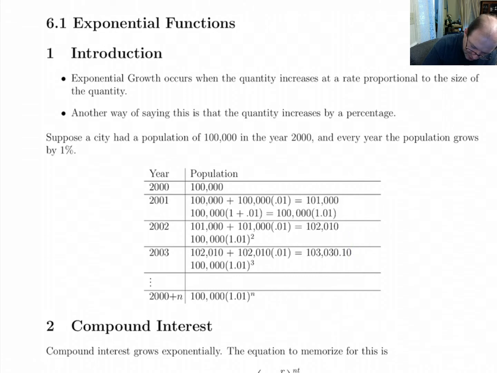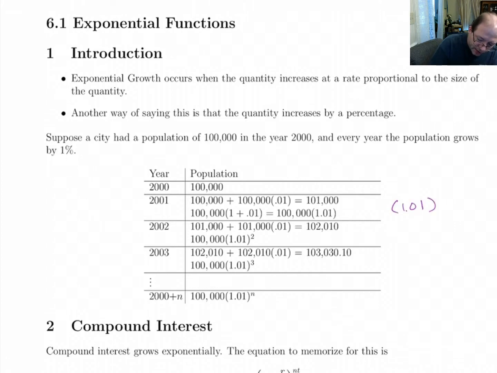It looks like 1,020.1. I guess I should have rounded to the nearest person, but anyway. So the easy way to work this out, though, is to look at this. When you do this 100,000 plus 100,000 times 1%, that's 100,000 times 1 plus 0.01, or 100,000 times 1.01. So every time we raise the population by 1%, we're multiplying by 1.01.